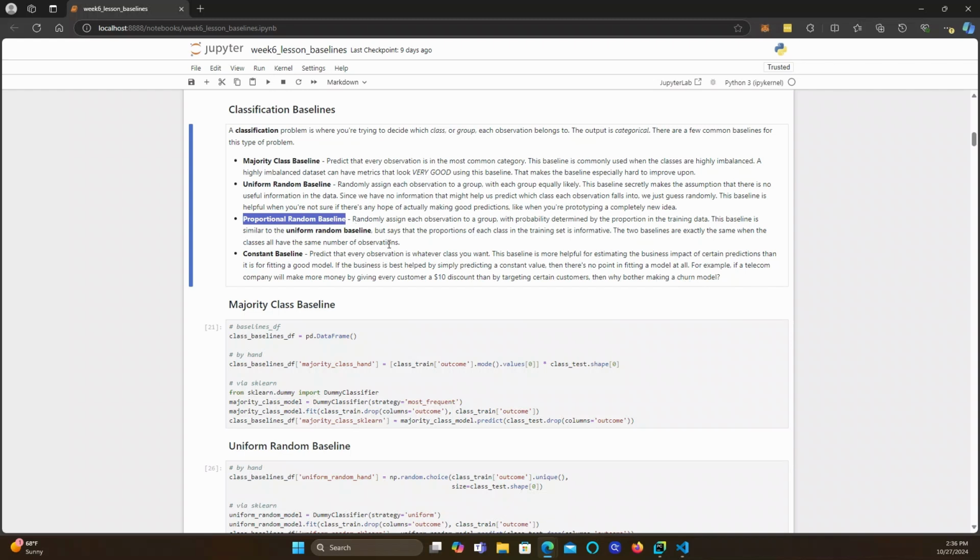All right, so when all of the categories have the same number of observations in the training data, the proportional random baseline and the uniform random baseline are exactly the same.